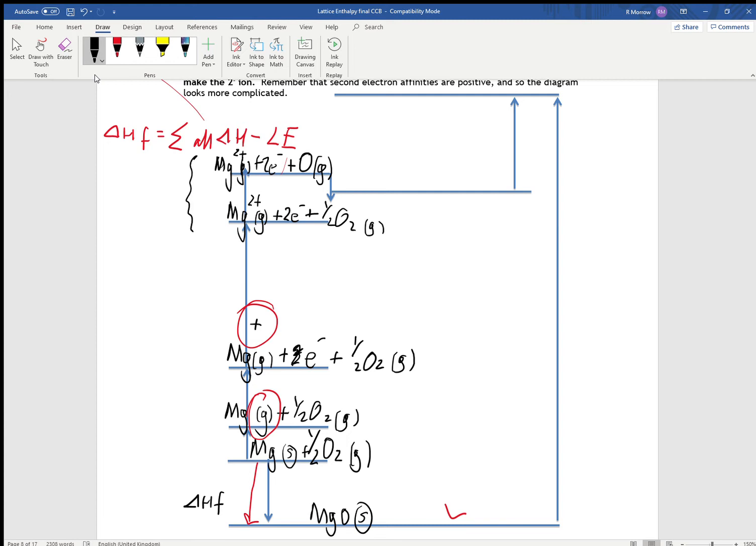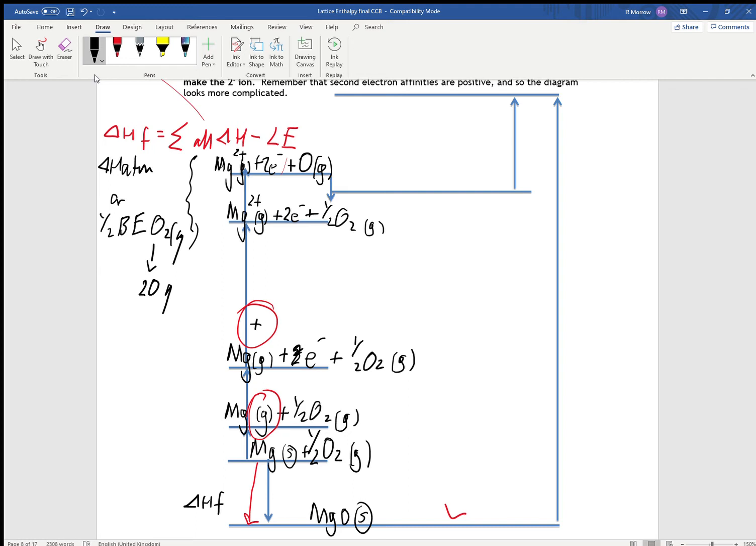Now we need to be a little bit careful depending on what values the examiner gives us. That is the enthalpy of atomization of oxygen, or it is half the bond enthalpy of oxygen. Remember, the bond enthalpy is breaking all of those bonds to give you 2O gas, whereas atomization is just making 1 mole of gaseous atoms.